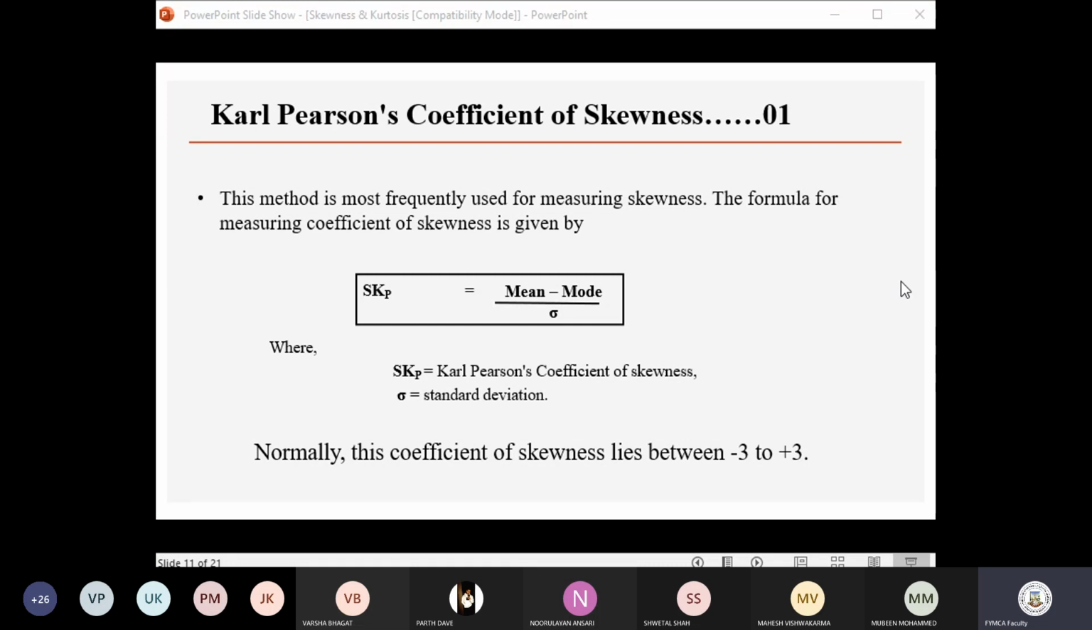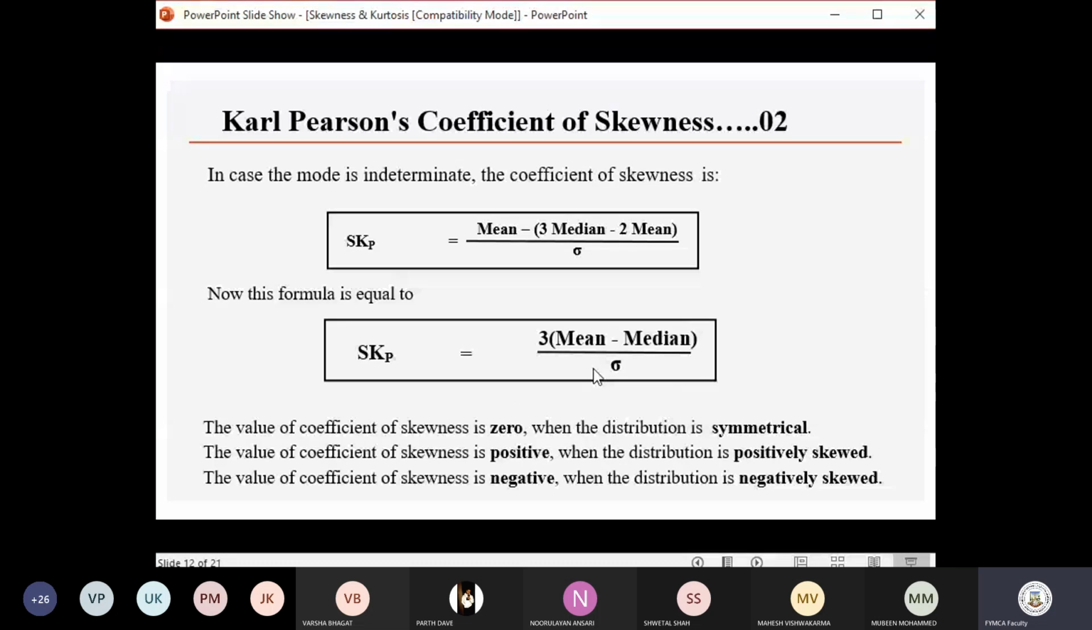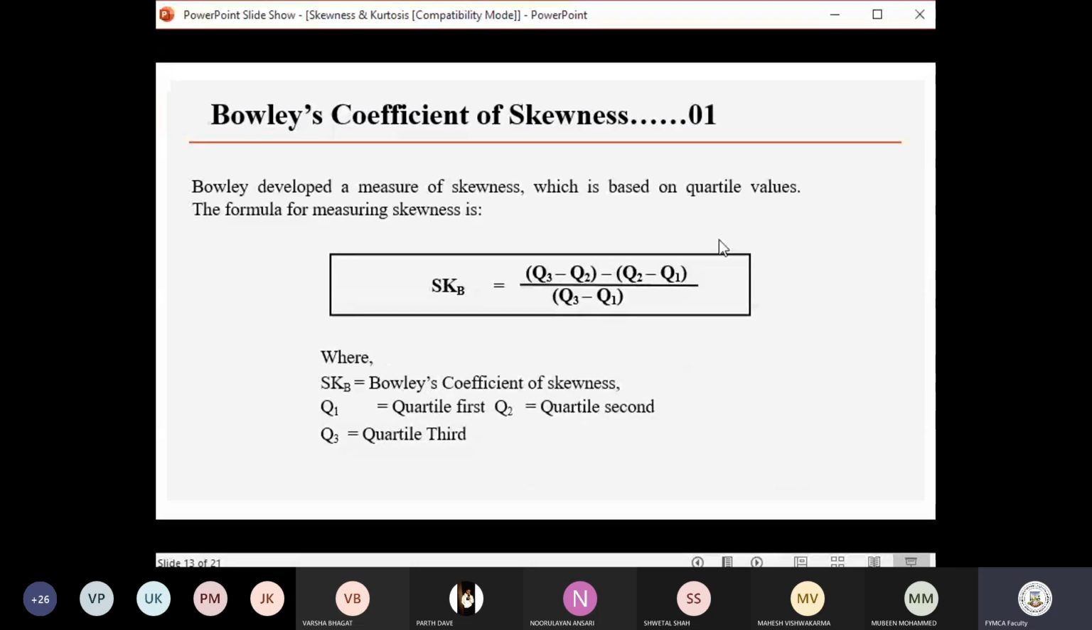Okay, now we are moving forward to the next concept, that is Bowley's coefficient. Now this Bowley's coefficient is based on the quartile values.